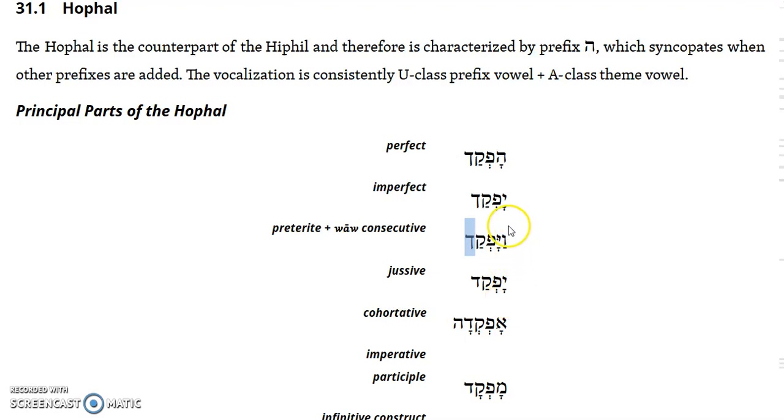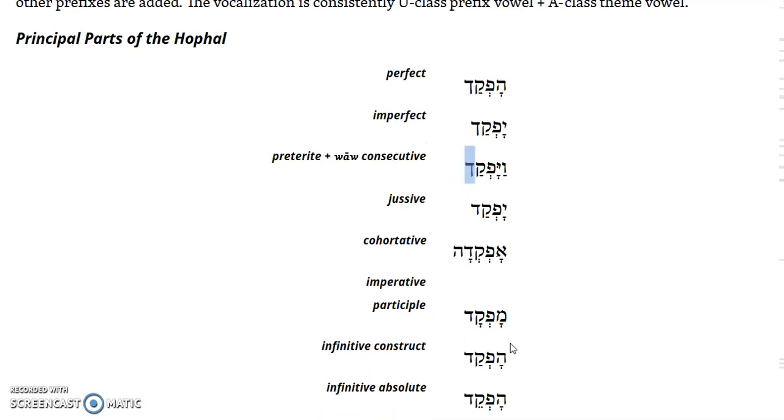The jussive is the same as the imperfect, yofkad. Coordinative would be yofkada, afkadah, first common plural in coordinative. Participle has a prefix mem. You get mofkad with a long a vowel here as opposed to the patach short a in the other forms. And then you get hofkad in the infinitive construct, hofked in the infinitive absolute.